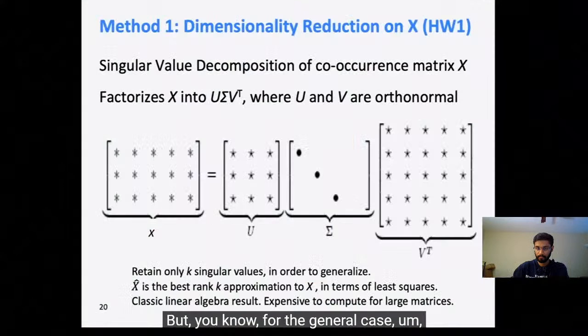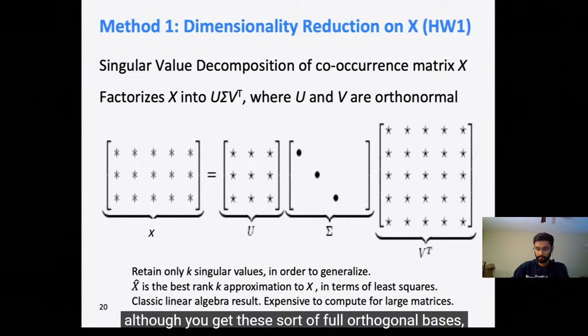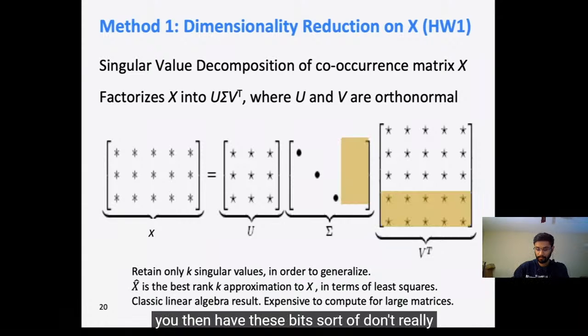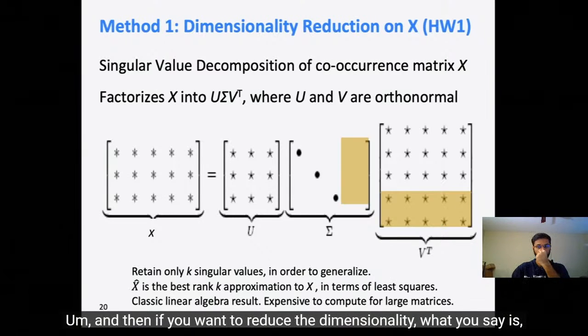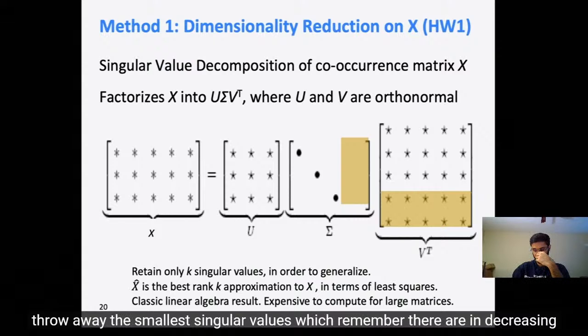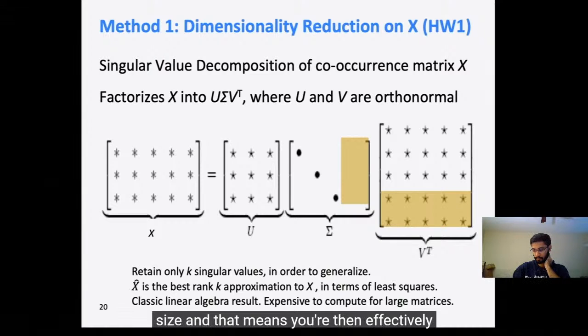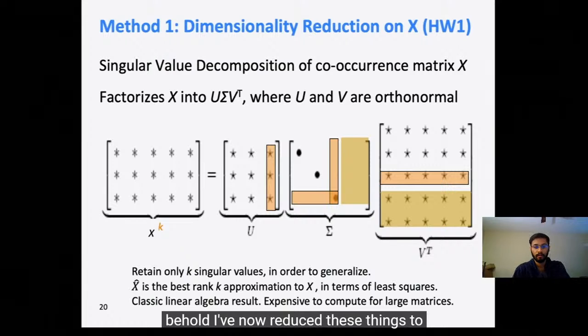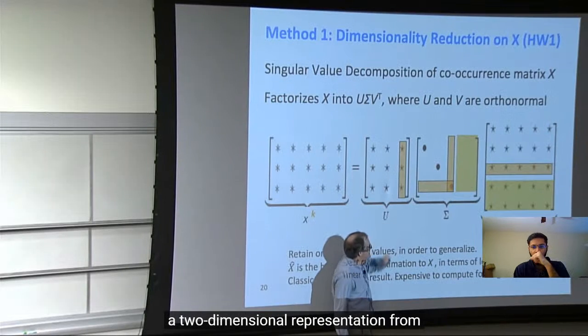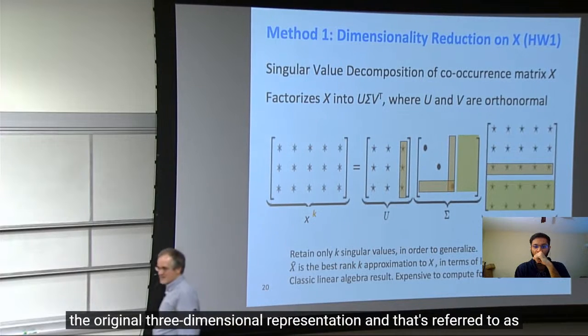But for the general case, although you get these full orthogonal bases, you then have these bits that don't really matter because they end up being used for nothing when you work out the product. And then if you want to reduce the dimensionality, what you say is throw away the smallest singular values, which, remember, are in decreasing size, and that means you're effectively throwing away rows and columns of these other matrices, and then, behold, I've now reduced these things to a 2-dimensional representation from the original 3-dimensional representation.